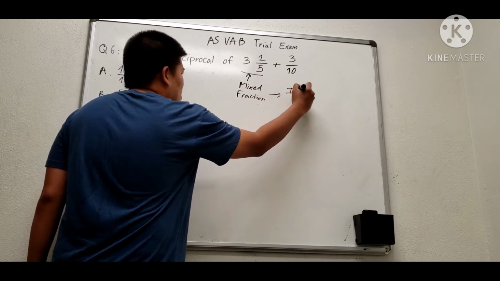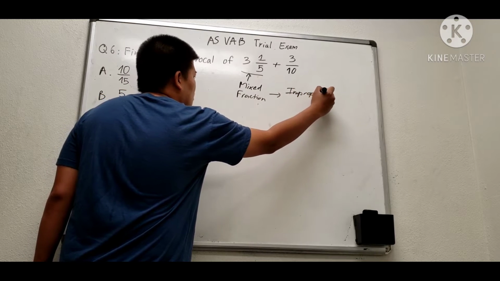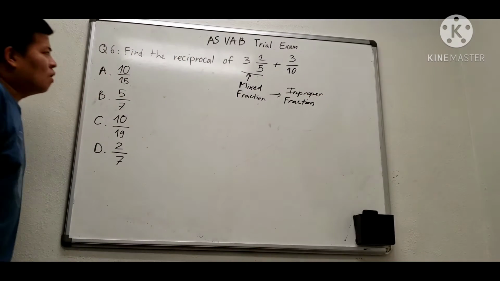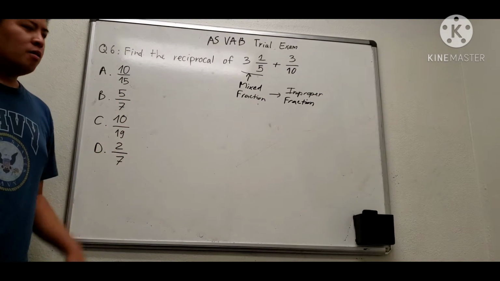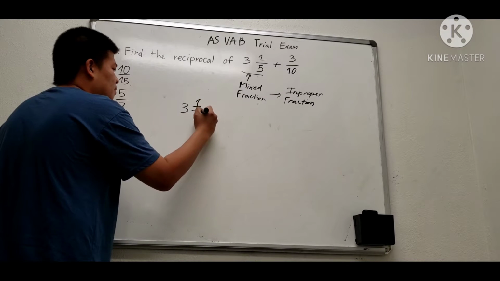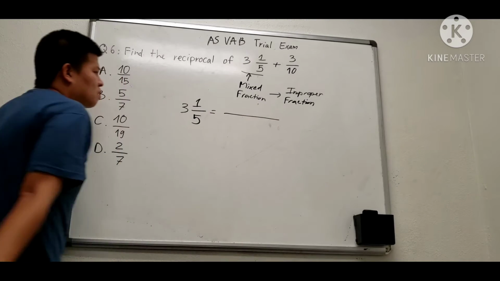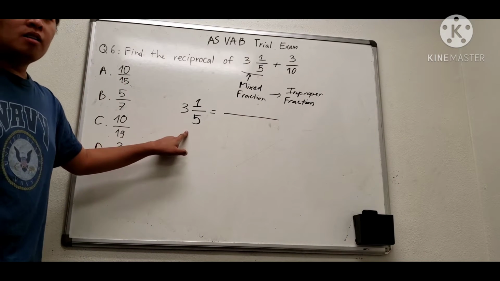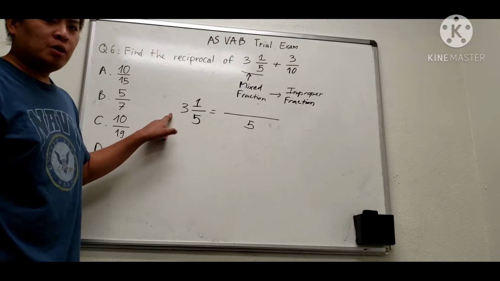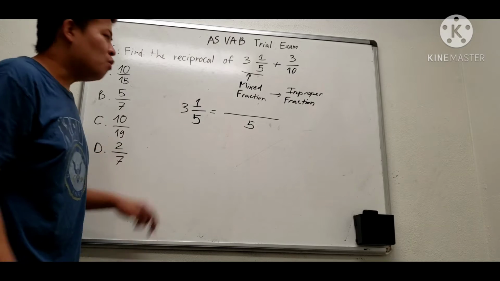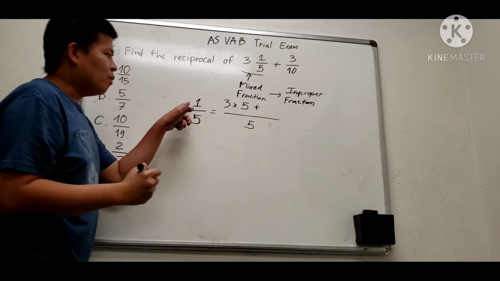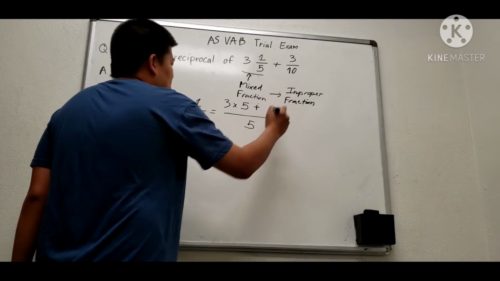into the improper fraction. So I will show the step by step how to do this. We have 3 and 1 over 5. So we will keep the number 5 as the denominator. So we have number 3 and number 5, 3 and 5 multiplied together. And we have number 1, we put at the end.